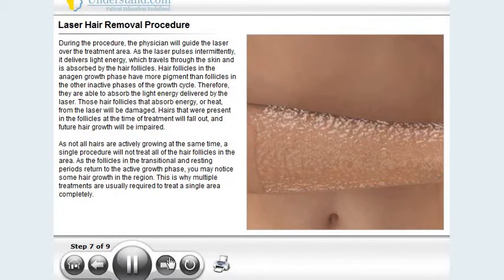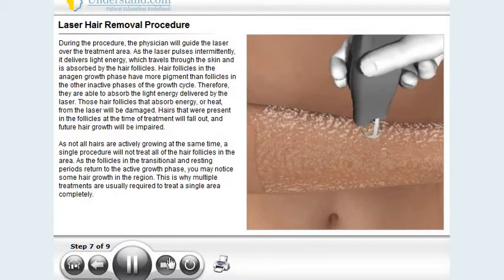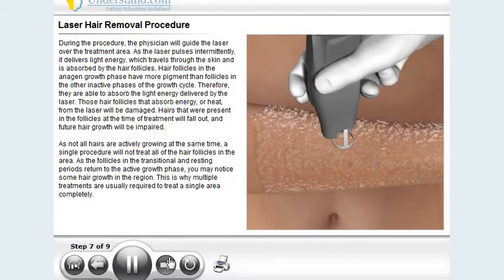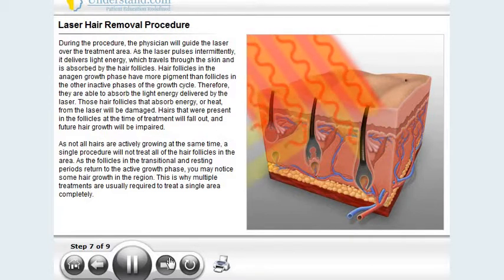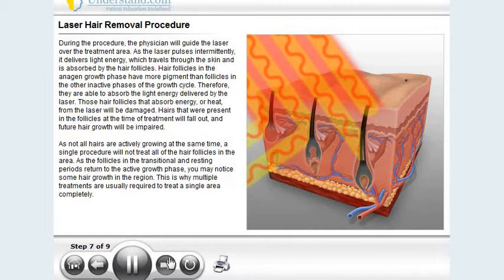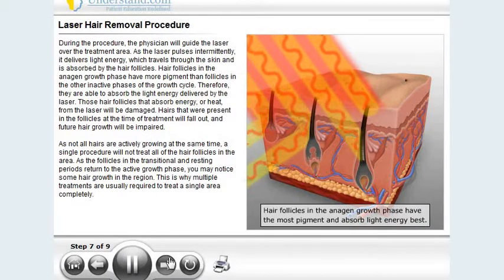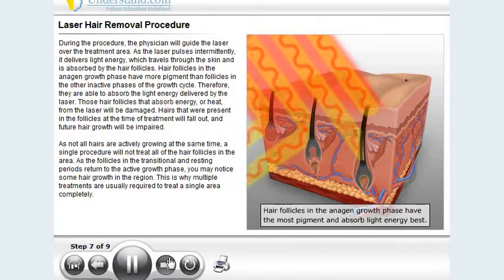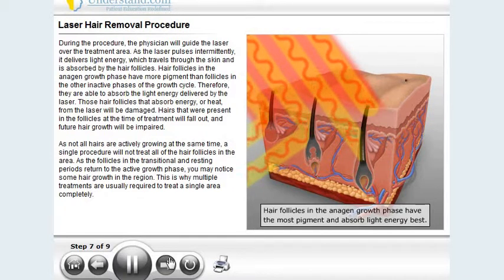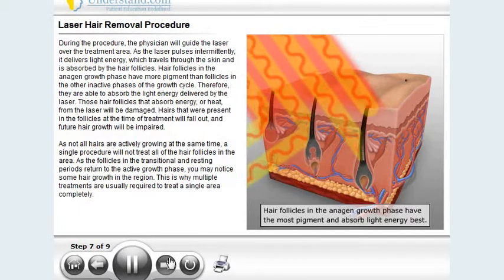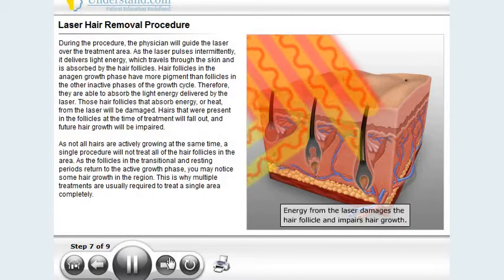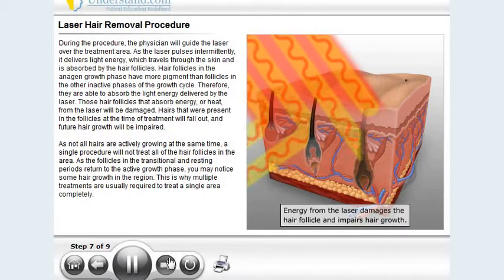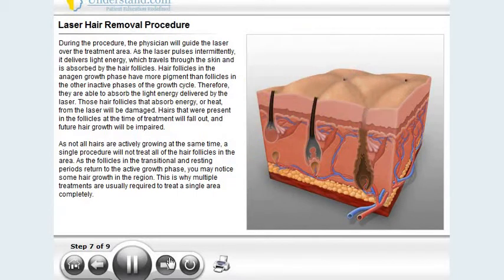During the procedure, the physician will guide the laser over the treatment area. As the laser pulses intermittently, it delivers light energy, which travels through the skin and is absorbed by the hair follicles. Hair follicles in the anagen growth phase have more pigment than follicles in other inactive phases of the growth cycle. Therefore, they are able to absorb the light energy delivered by the laser. Those hair follicles that absorb energy or heat from the laser will be damaged.